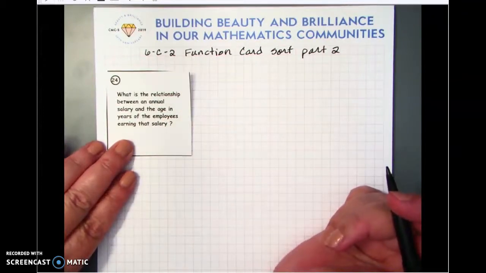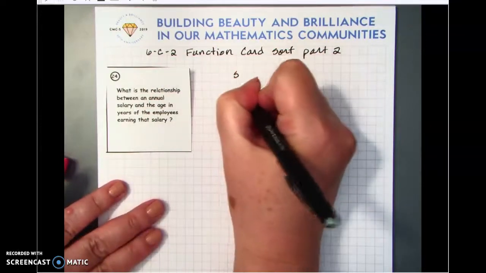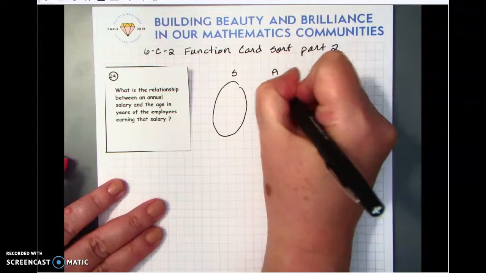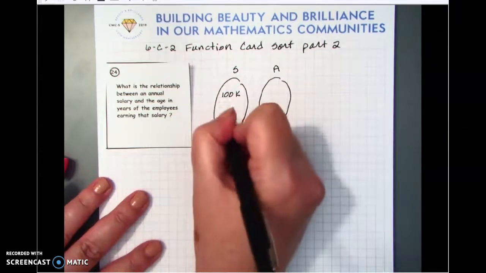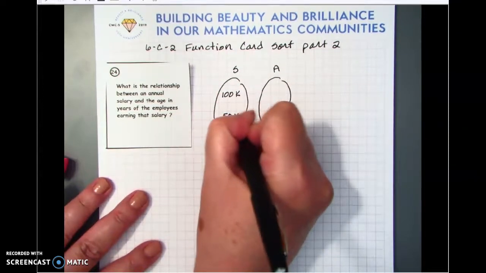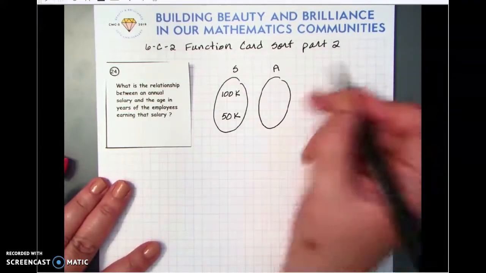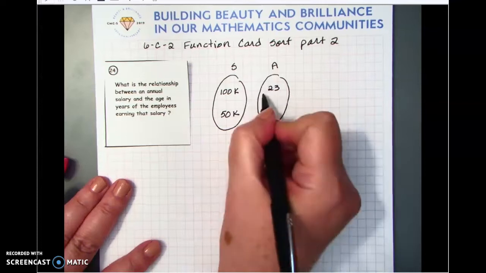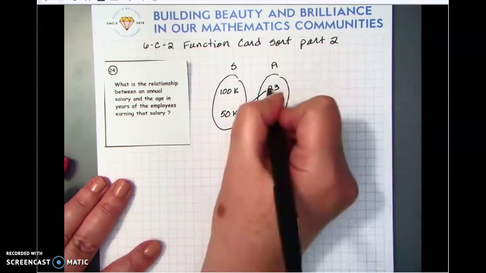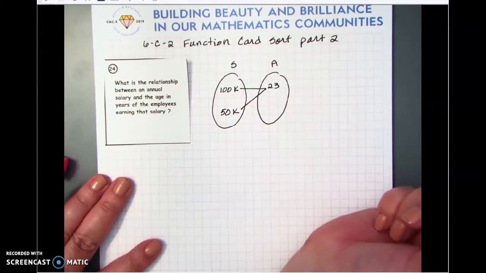So this one is talking about the relationship, this is number 24, between an annual salary and the age in years of the employees earning the salary. So let's say that we have a salary circle and we have an age circle. Okay, so let's say we have a salary of $100,000 a year and a salary of, let's say, $50,000 a year. And so let's think about somebody that just got out of high school and is like 23 years old. They could be making $50,000 a year, or they could be making $100,000 a year, depending on what kind of a degree they got and what kind of job they were able to get.